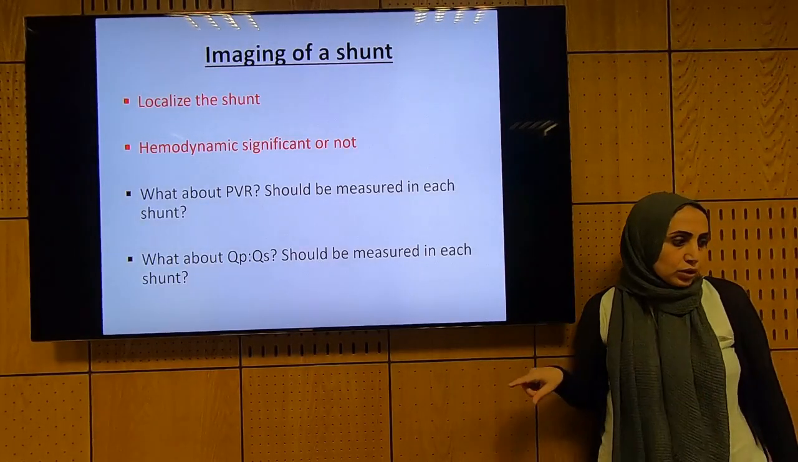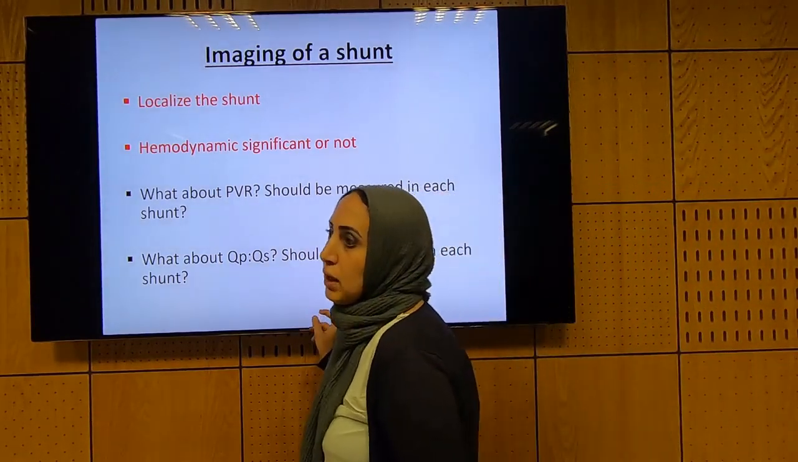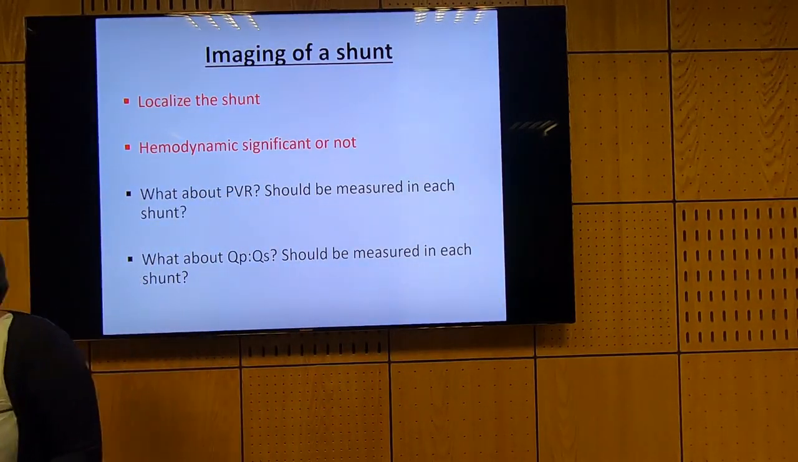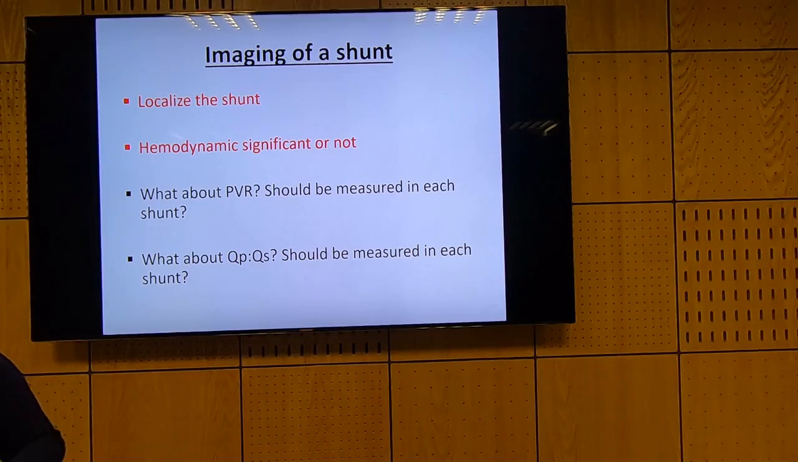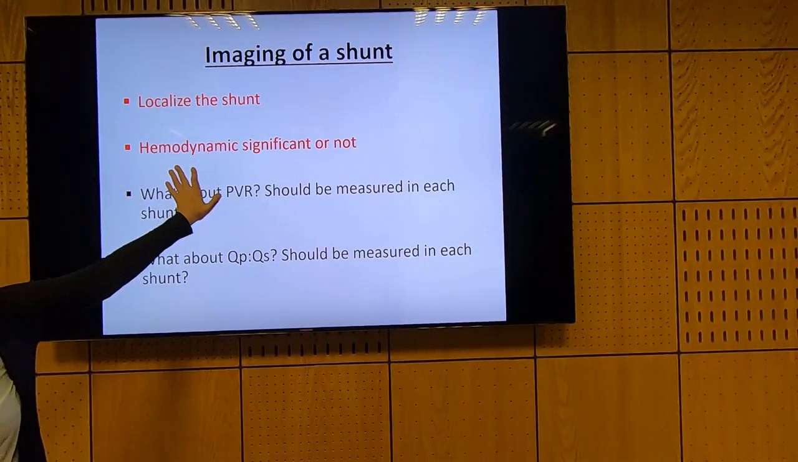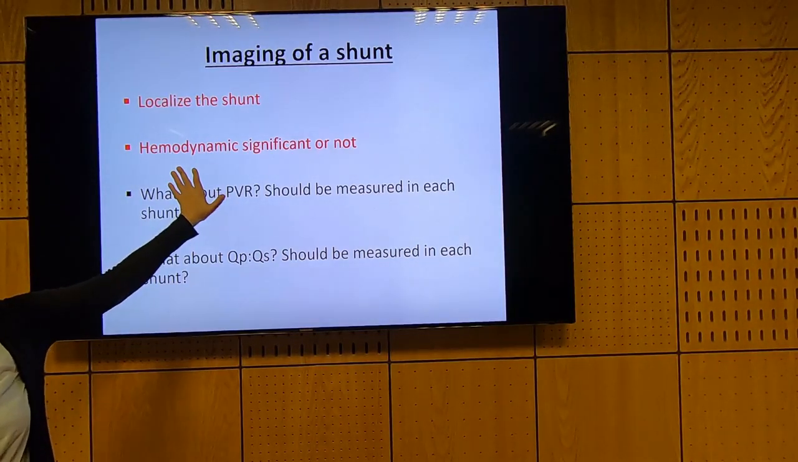Okay, I'm almost done. We will do some exercise about the shunt. Imaging of the shunt: the first two questions are mandatory to be answered. You have to localize the shunt. You have to say the direction of the flow across the shunt by echo. For the hemodynamic significance, you have to get volume overload, not volumetric. You mean volume overload for the left ventricle via diameters. You have to say end-diastolic diameter is so, and end-systolic diameter is so.